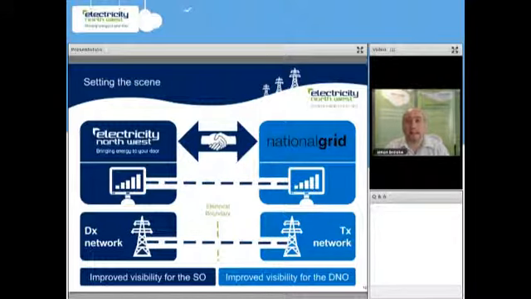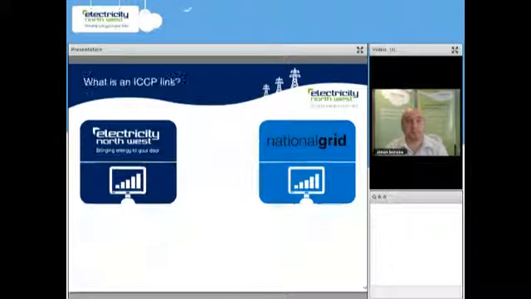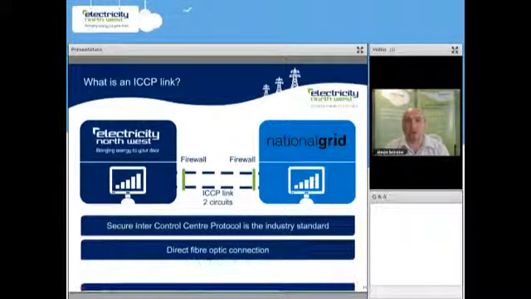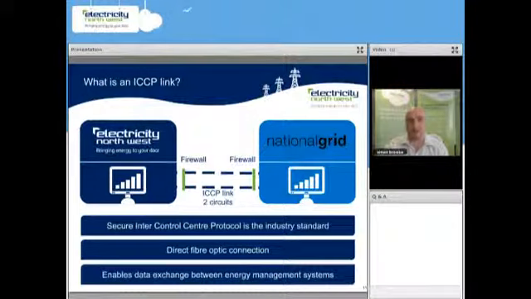Now, if I explain what an ICCP link is, it's a secure industry standard protocol between two parties. This one is a direct fibre optic connection, and it allows us to exchange data between our management system and Electricity North West's management system.